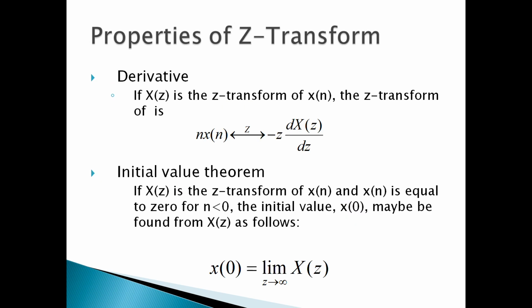Now comes the derivative property. If X(z) is a Z transform of x[n], then n of x[n] is having a Z transform of minus z d by dz of X(z). That is the derivative property. Initial value theorem. If X(z) is having the Z transform of x[n] and x[n] is equal to 0 for n less than 0, then what will be the initial value? x[0] may be found from X(z) as limit z tends to infinity X(z).